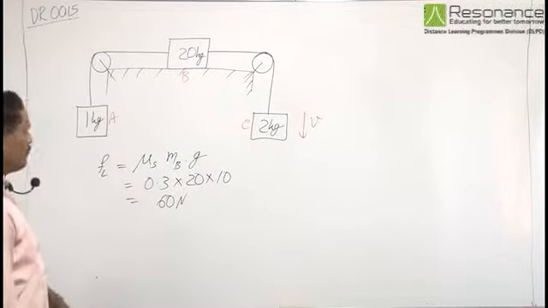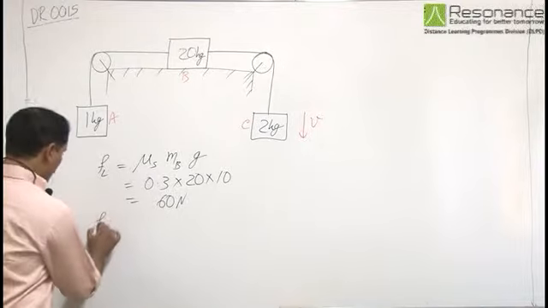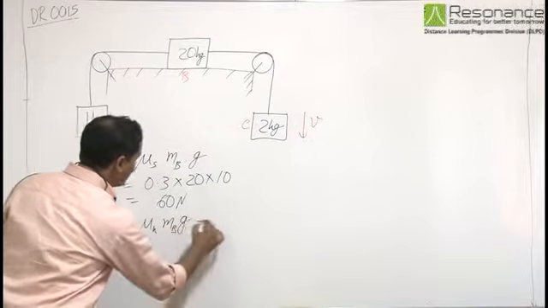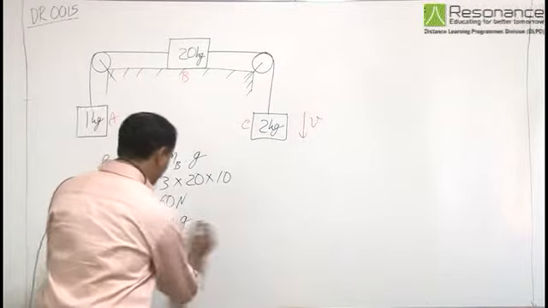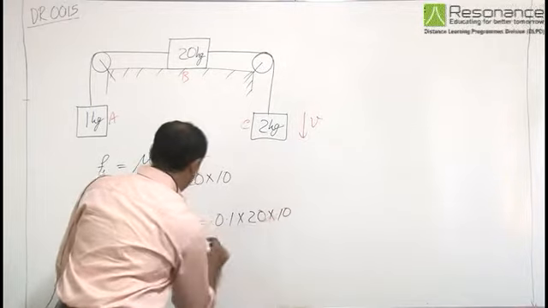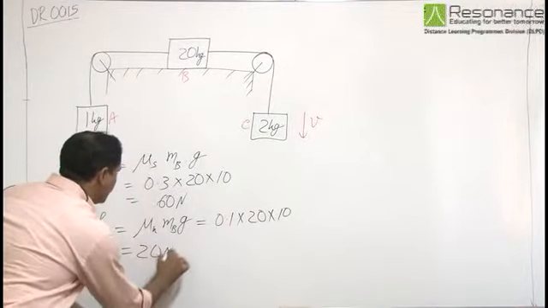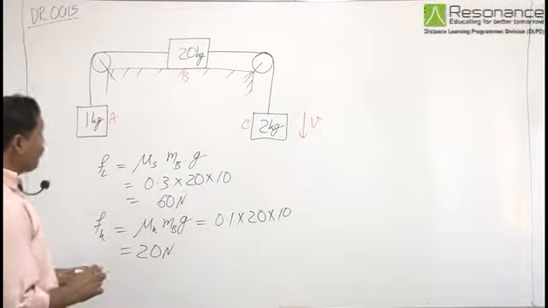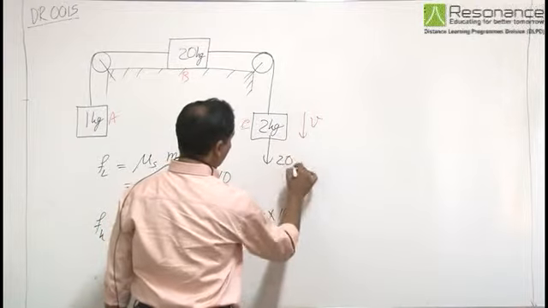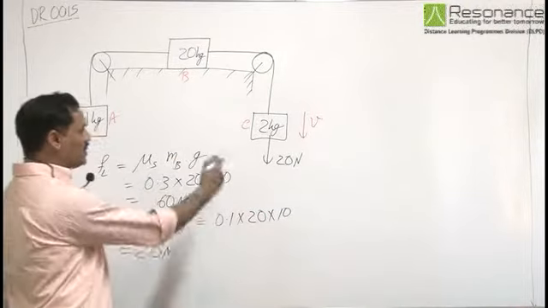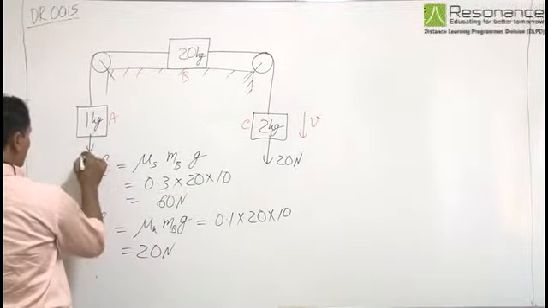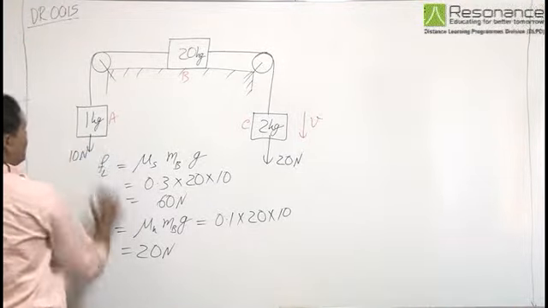60 Newton. That is the limiting friction, whereas kinetic friction is mu k m B g, that is equal to 0.1 into 20 into 10, and that is equal to 20 Newton. Now the block of mass 2 kg can experience a downward force of 2g, that is equal to 20 Newton, and the other block can experience a downward force of 10 Newton.